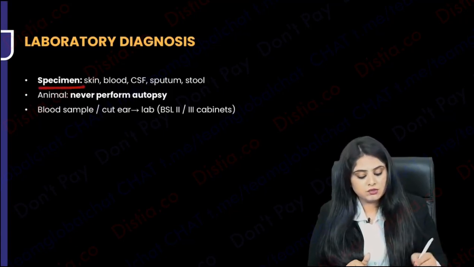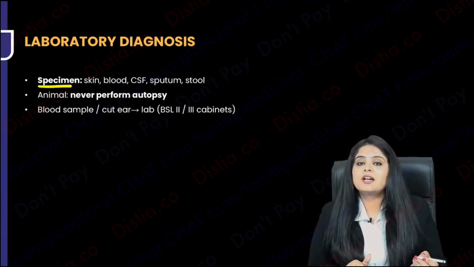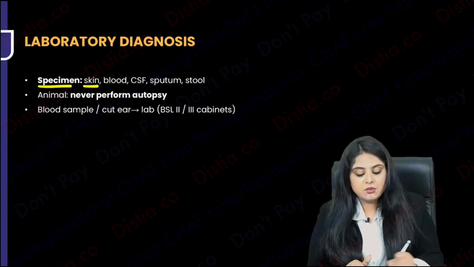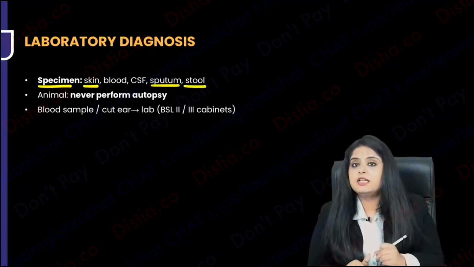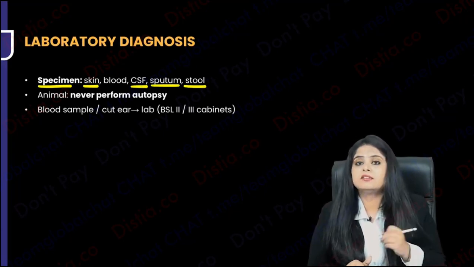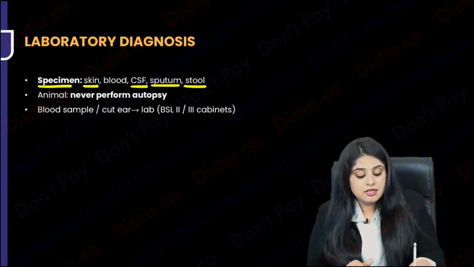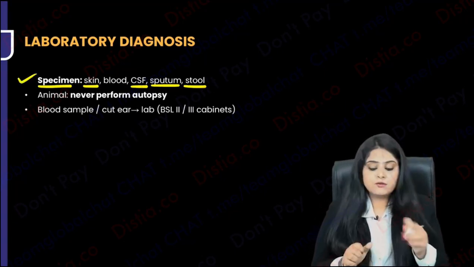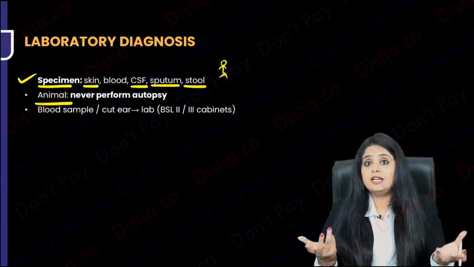When I say lab diagnosis, what specimen will you take? It is very obvious that it depends on the kind of the disease. If the person has cutaneous anthrax, intestinal anthrax, pulmonary anthrax, or maybe CNS involvement, the sample will depend on the type of anthrax. Similarly, this is a zoonotic disease. You don't have to focus only on humans. You also have to focus on animals, because this is an animal and human disease.